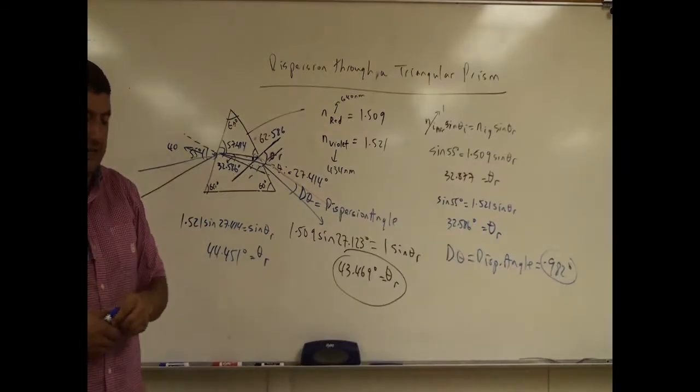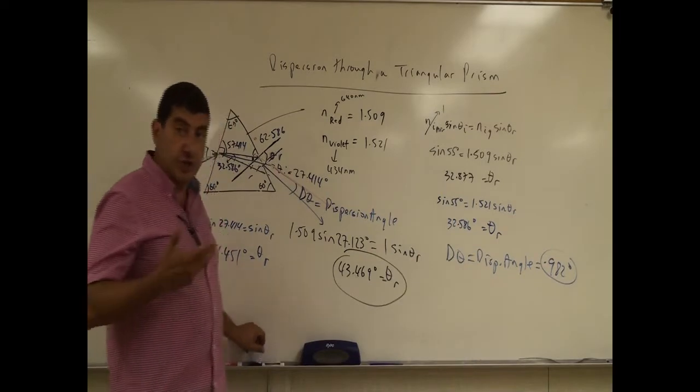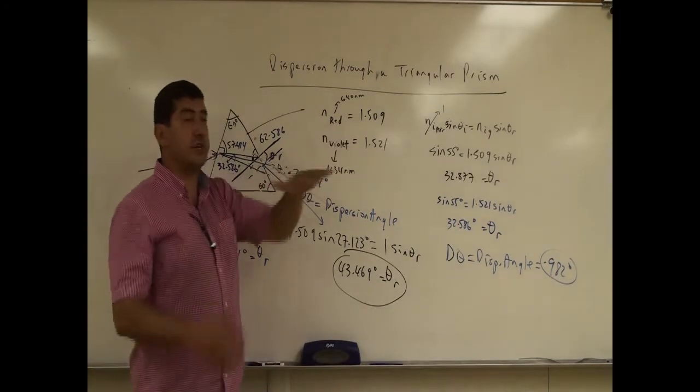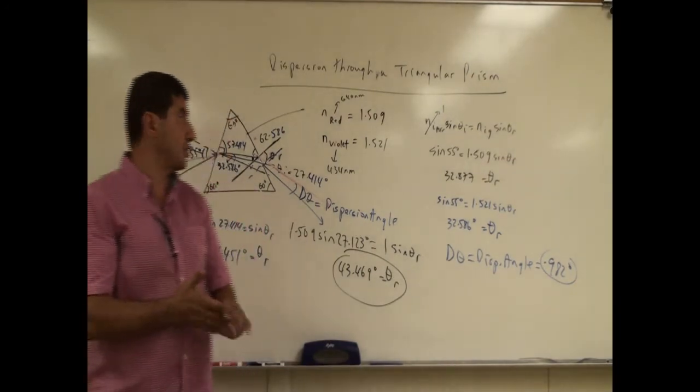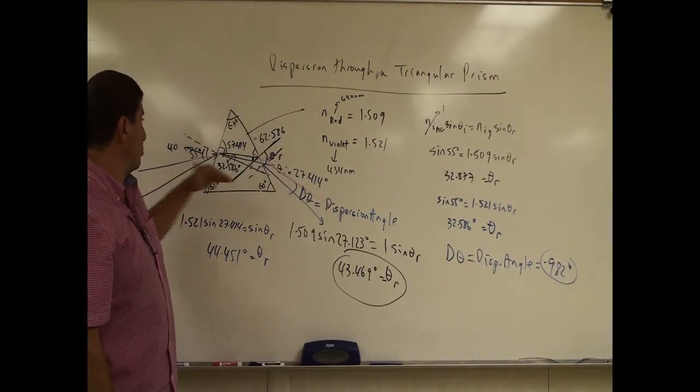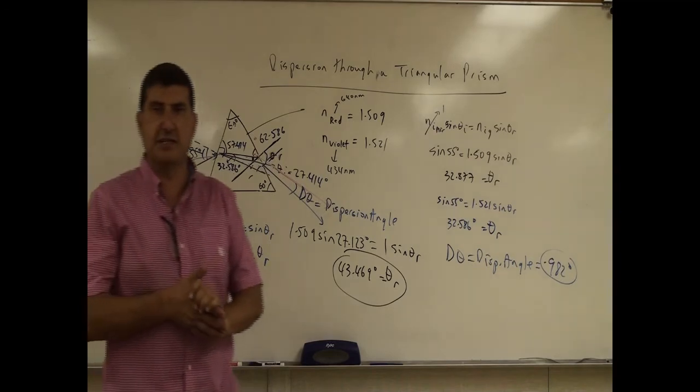Okay, so now you can kind of understand where dispersion comes from, the dependence of the index of refraction on the wavelength of the light, and how to calculate that dispersion angle depending on what kind of triangle you have and the initial incident angle of the beam.